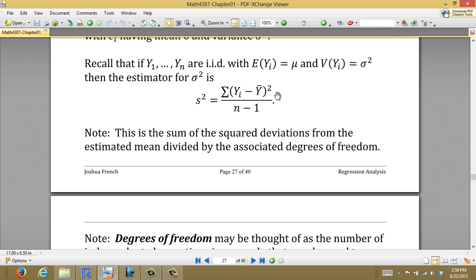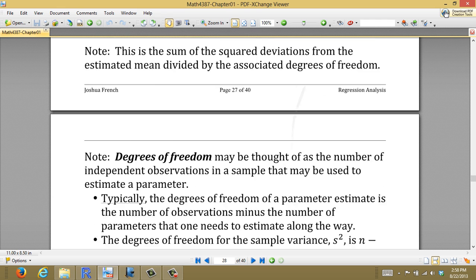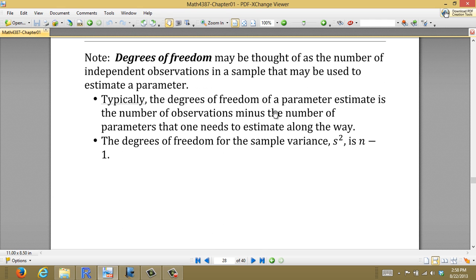If you don't remember it, you may want to go back and look through your old statistics book. But this is just the standard formula for the sample variance. So we take the sum of the squared difference between each observation and the estimated mean divided by the degrees of freedom. And degrees of freedom is something that is frequently misunderstood, so just to give a hopefully helpful but very brief description of what it is, it's really just the number of independent observations in a sample that may be used to estimate a parameter.